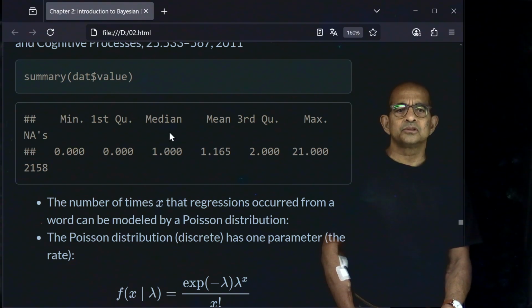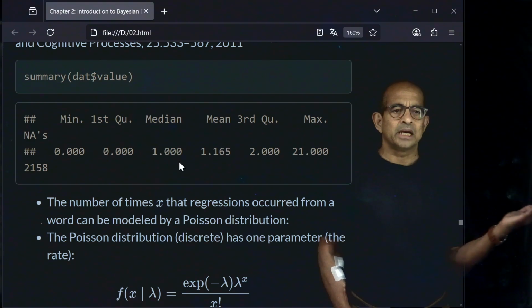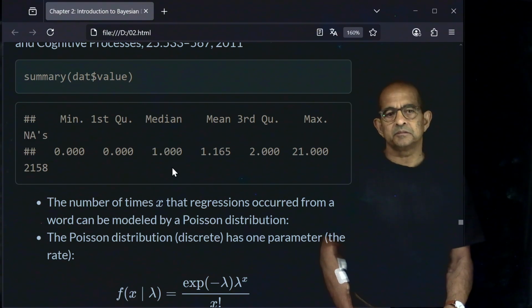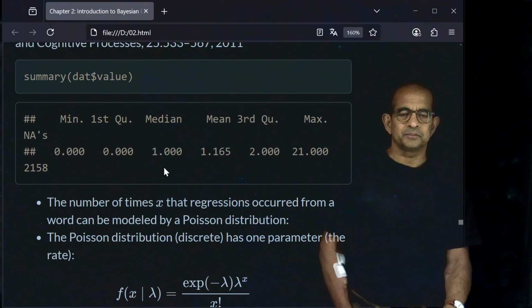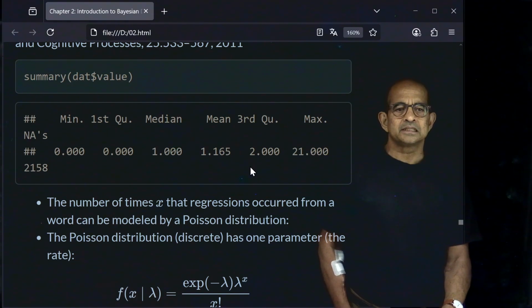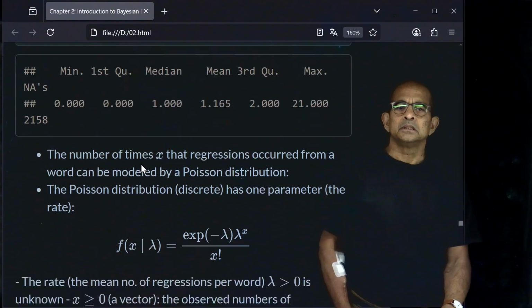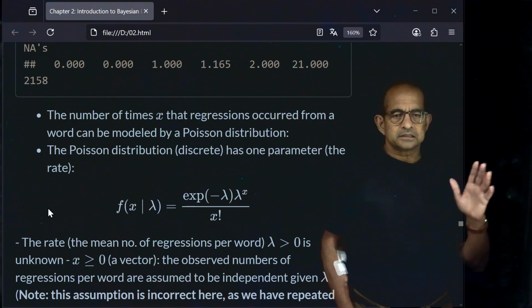You can see that the median is about 1. So it's very rare to have 21 regressions from a word. Probably those regressions are happening at the end of a sentence. That can happen in some very rare cases. But you can see that even the third quartile has 2 here. So the vast proportion of regressions are few in number, and there are a few rare regressions, which could actually be just artifacts or something. But all that is beside the point.